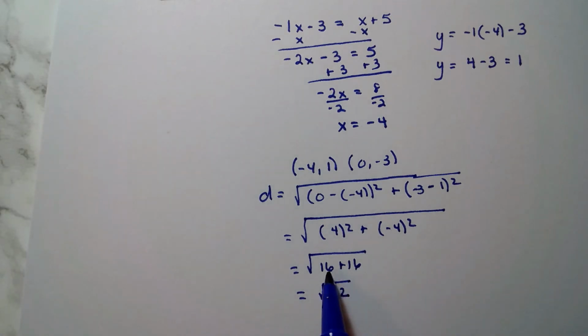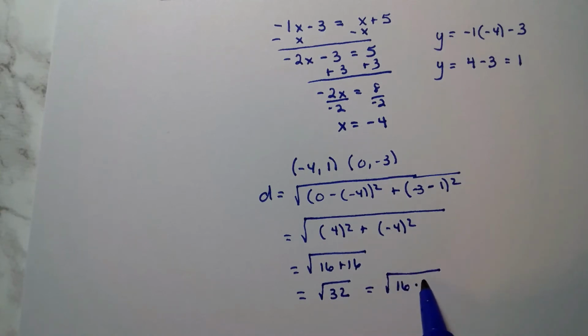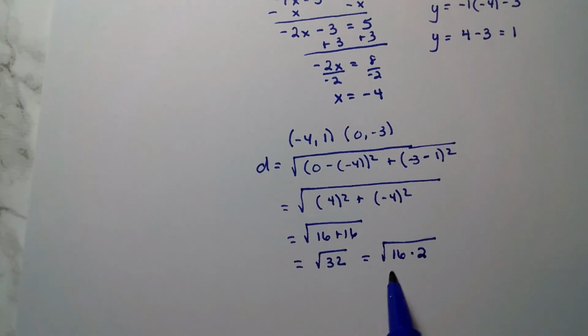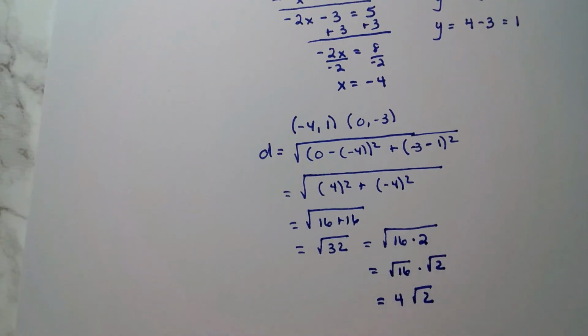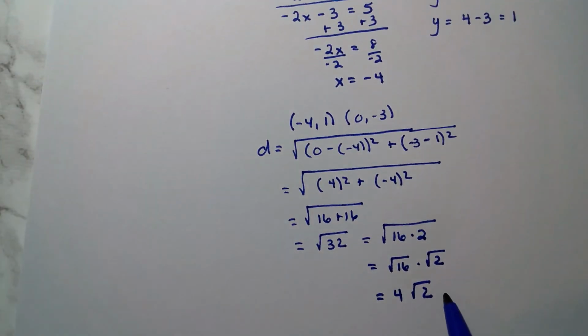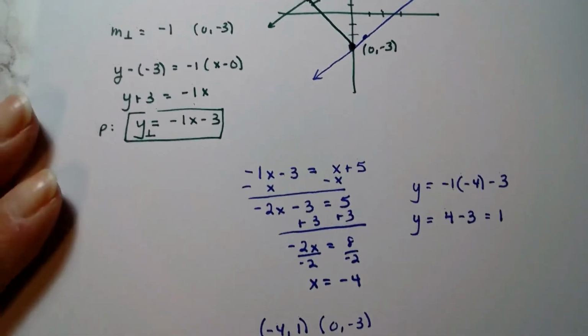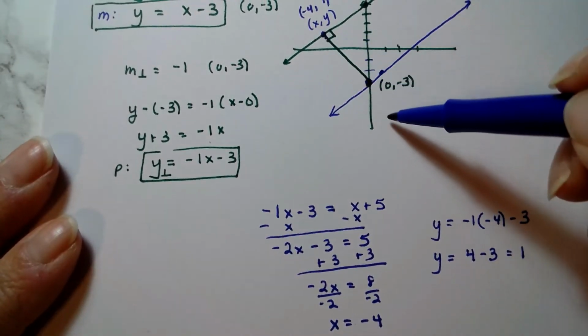Now I could have noticed that this is the same as 2 times 16. I can write this as 16 times 2. Rules of radicals say if I can write the radicand, the stuff inside, as a product, then I can put them in their own houses, or in their own radicals. The square root of 16 is 4. The square root of 2 is prime, or 2 is prime, so we leave it in the square root. So the distance between those 2 points is 4 root 2.